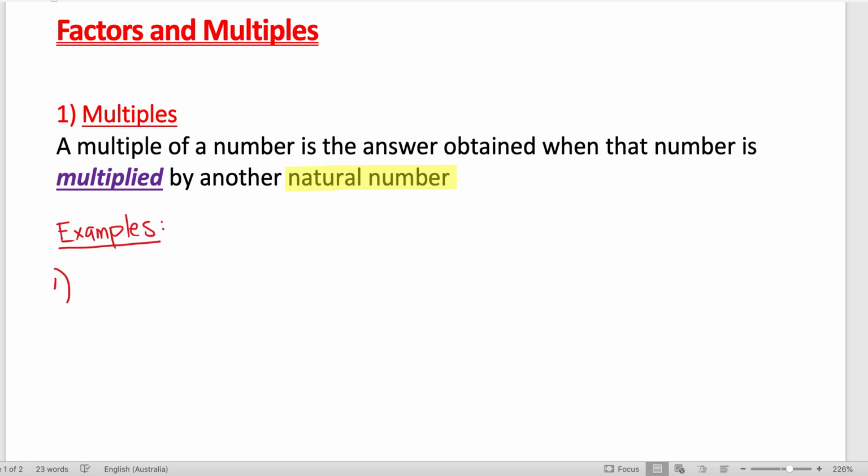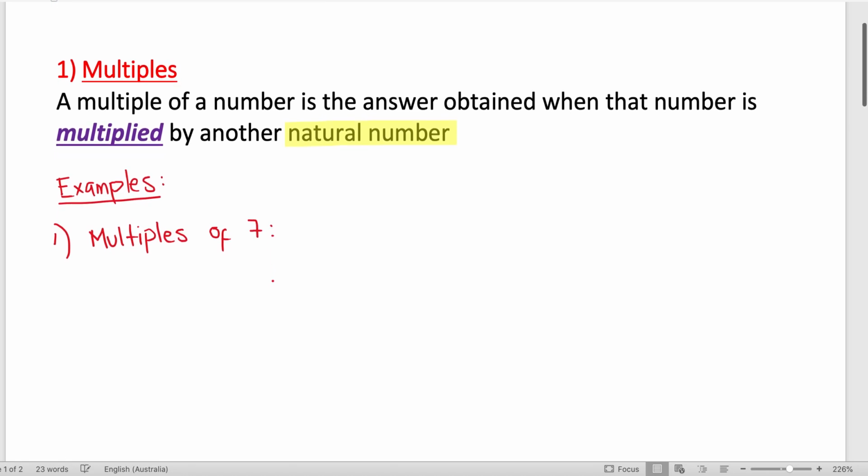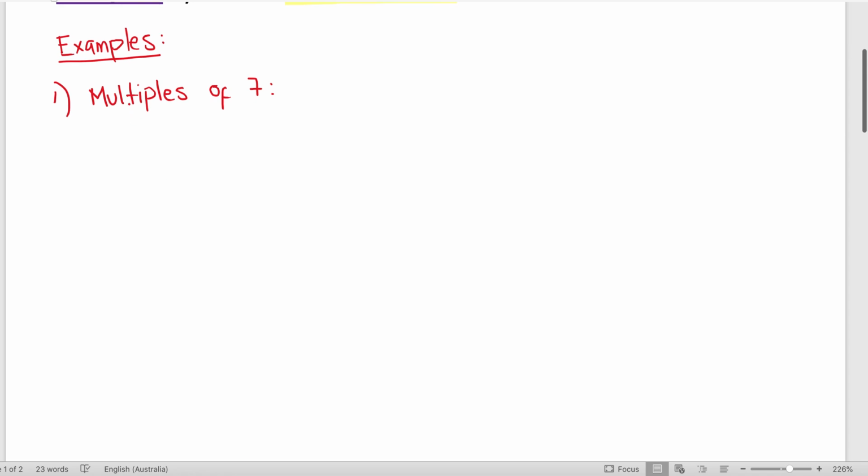So the first example that we're going to do is going to ask us to find all the multiples. I want you to copy all of this in your notes, girls, please. Multiples of 7. Okay, so how do we do this? We have to find the 5 first multiples of 7. Sorry, I forgot to write that. The 5 first multiples of 7.